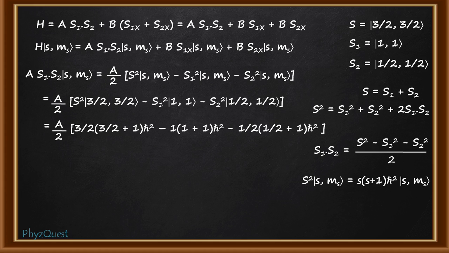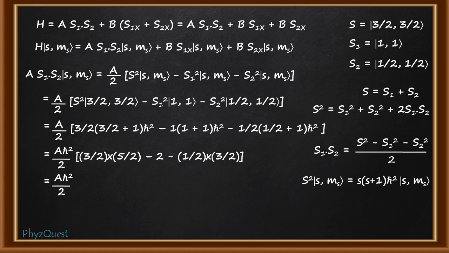When you solve it, you can take ħ² common. So this will be equal to aħ²/2 times [3/2 into 5/2 minus 2 minus 1/2 into 3/2]. When you solve it again, it will be aħ²/2 times [15/4 minus 2 minus 3/4]. Here 15/4 minus 3/4 is 12/4, which is equal to 3. So 3 minus 2 is equal to 1. Ultimately this answer is aħ²/2. So the first term gives the eigenvalue aħ²/2.